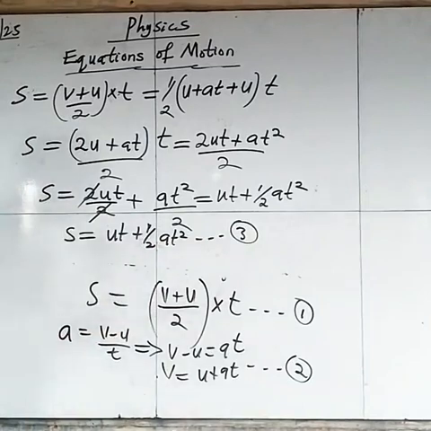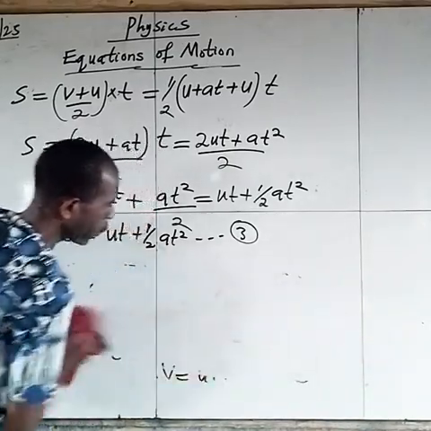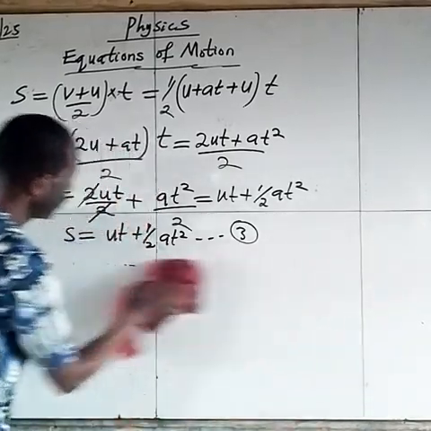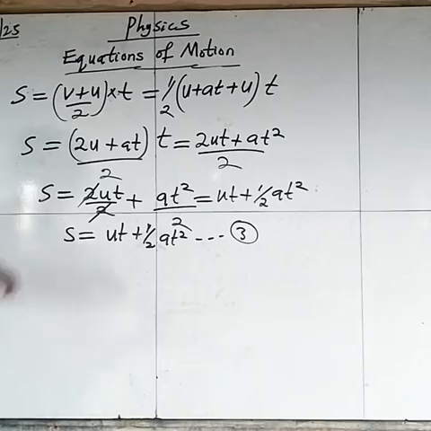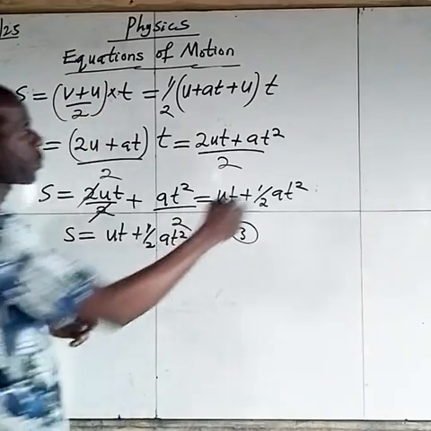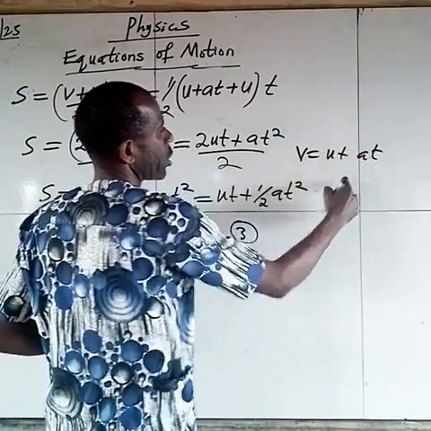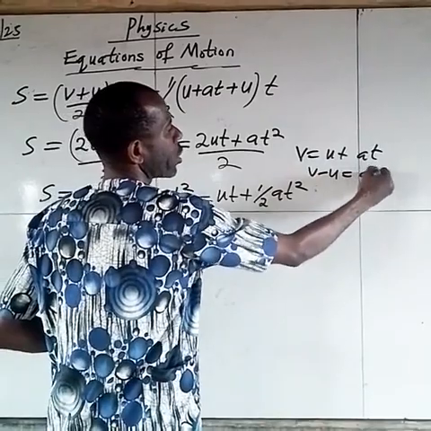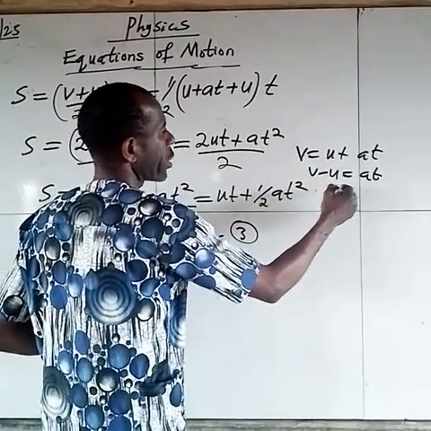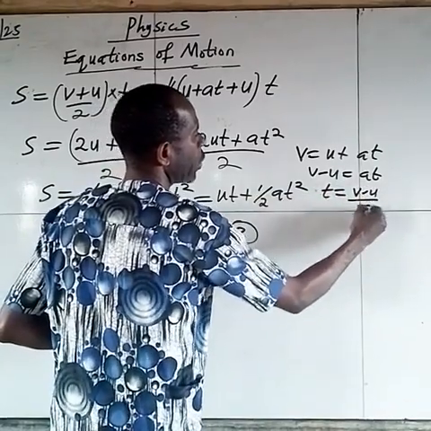Now, let us get equation 4. How do we get equation 4? From that definition of acceleration, so from equation 2, let us make t the subject of the formula so that we can come here and substitute for t. And we know that v equals u plus at. Now, making t the subject of the formula becomes v minus u equals at. Divide both sides by a so that we have t equal to v minus u all over a.